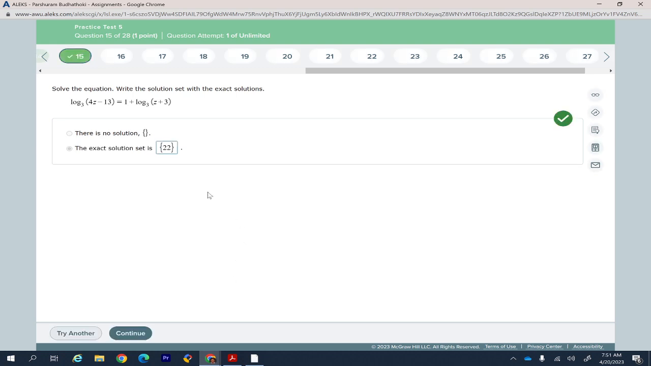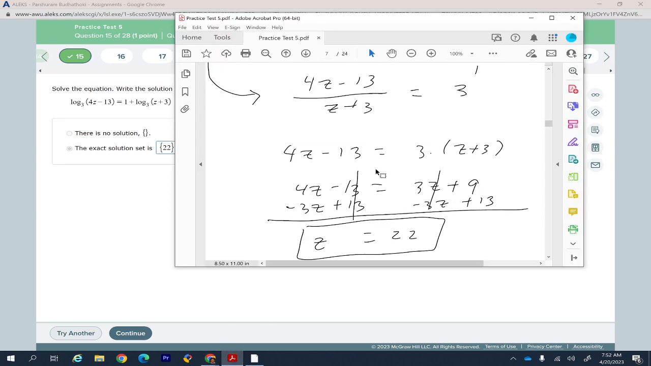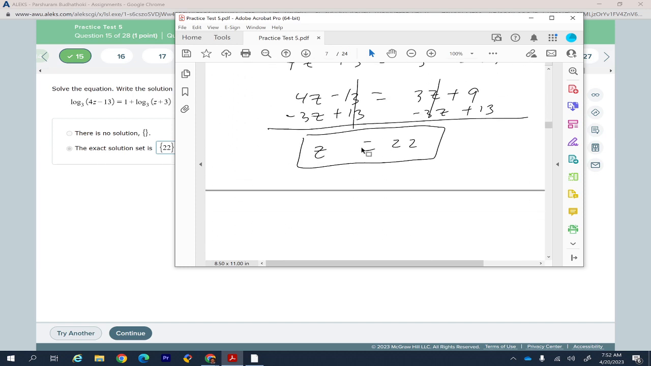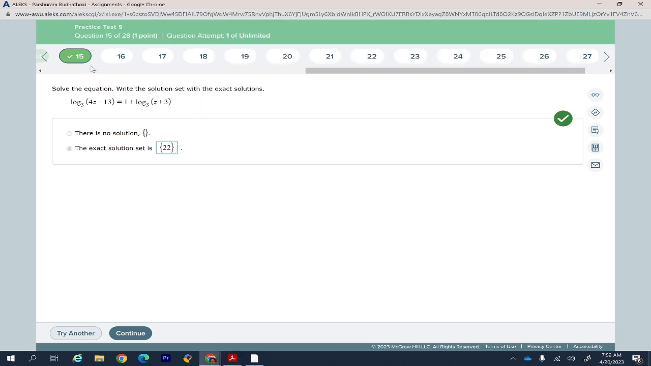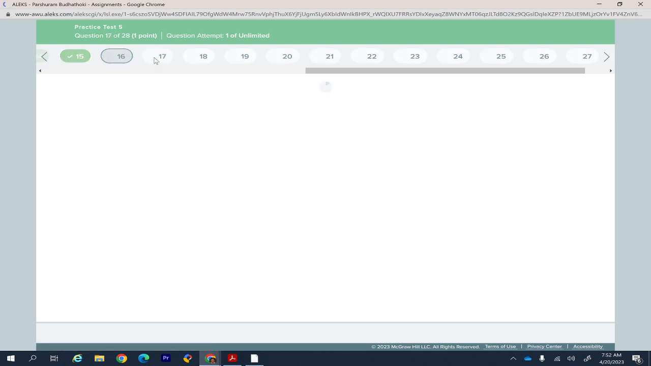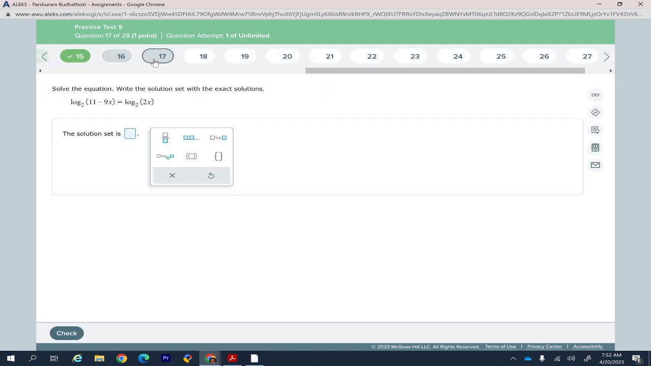Sometimes you might get more than one answer, and your answer might not be inside the domain. In that case, you don't take that answer if it's not from the domain. Okay, this is very similar to the previous problem, so I'm going to skip it. Very same idea here, both sides log, so it should be 11 minus 9x equal 2x, and solve that equation.